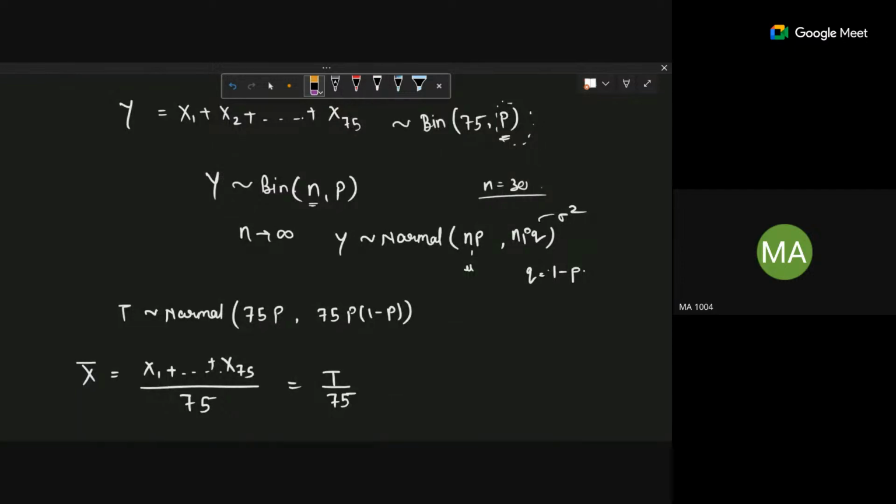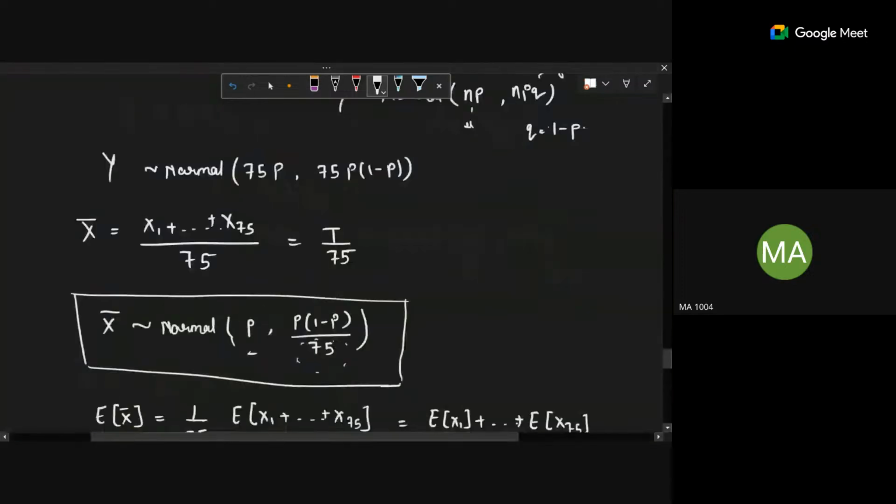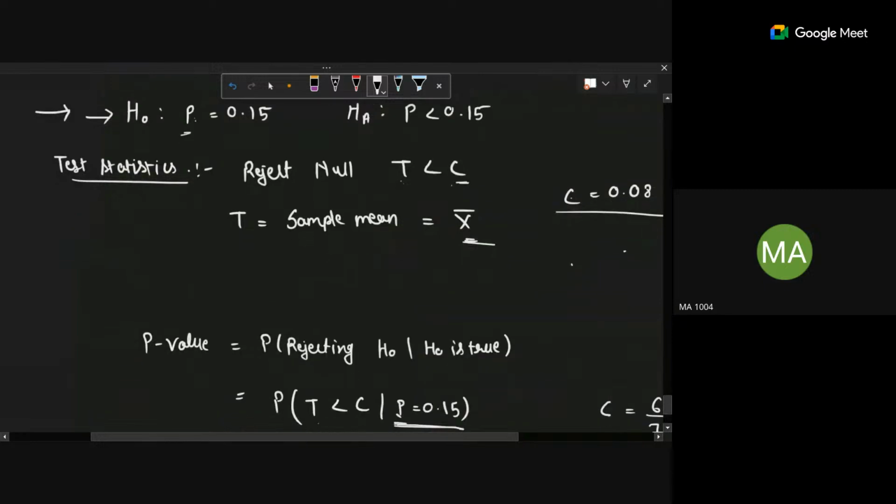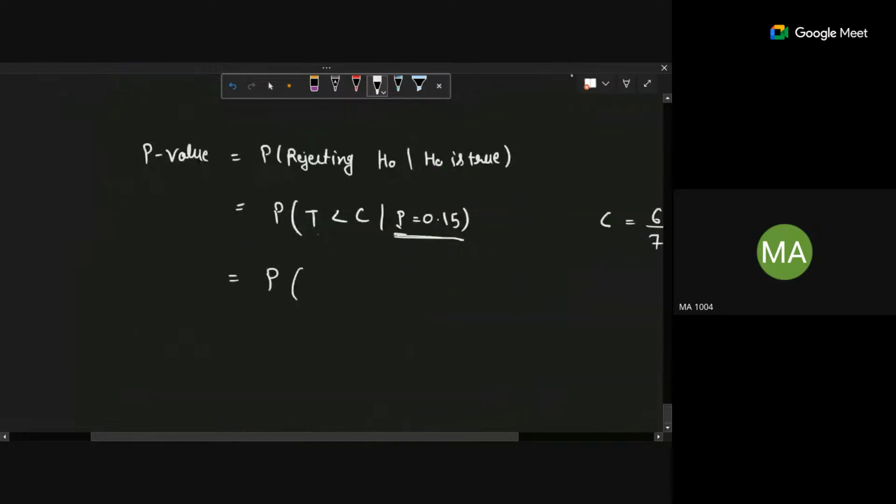Just to avoid confusion, I am making it y. Otherwise, this t and this y. Okay. So t is our sample mean, X bar, t less than c. Now what to do? To make this part normally distributed, what do we do? We subtract the mean and divide by the standard deviation, variance upon square root n, right?